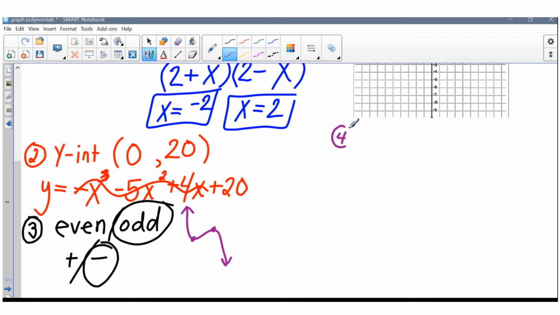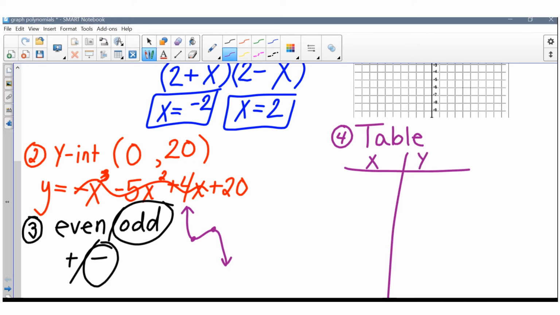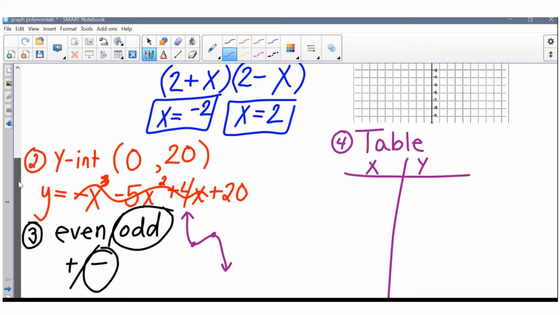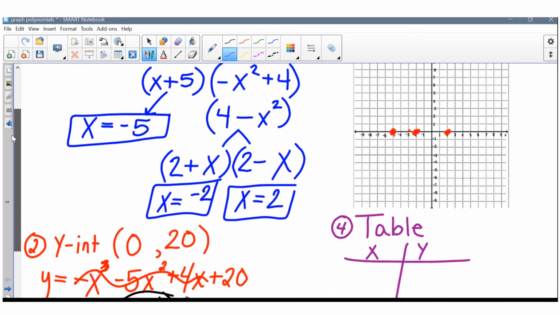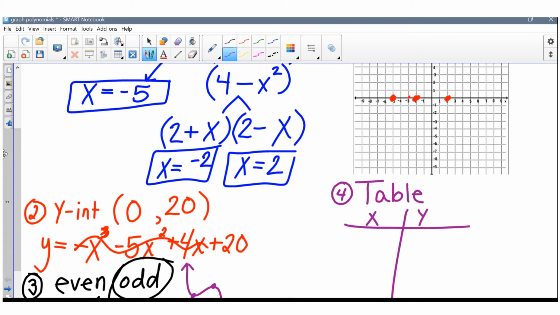And that is step 4, which is a table. And so we make an XY table. And this is our last step before we actually graph everything. So what we have to do is look here. I have values for -3, -2, and 2, because those are my zeros. I need the values for everything in between.